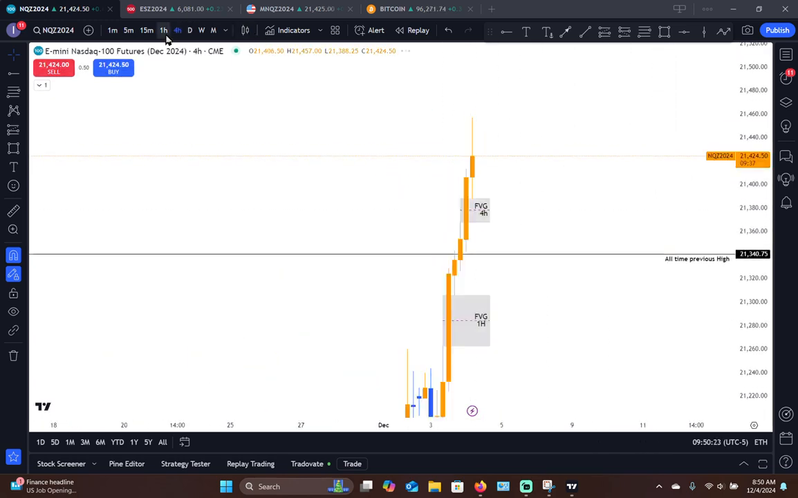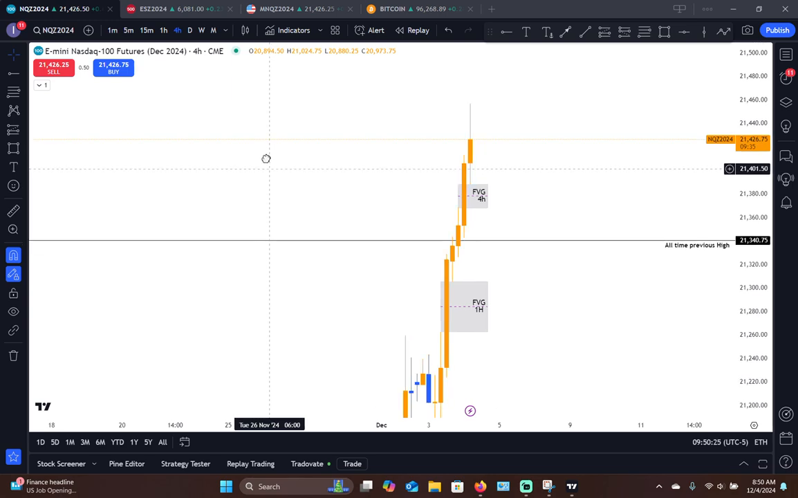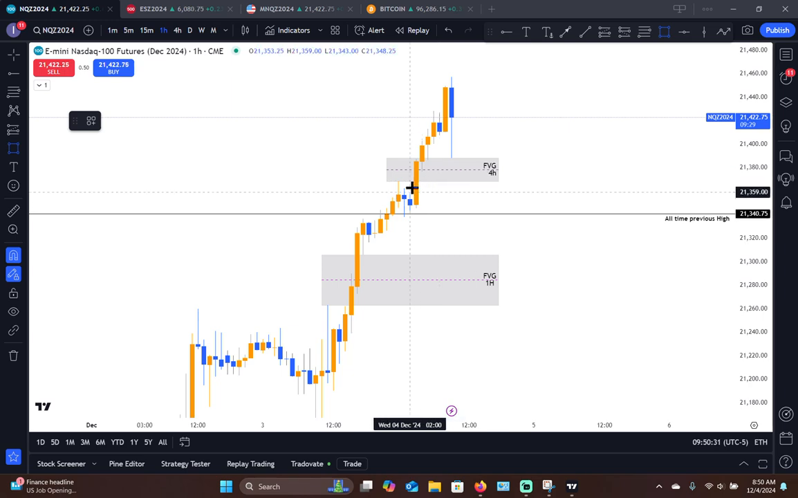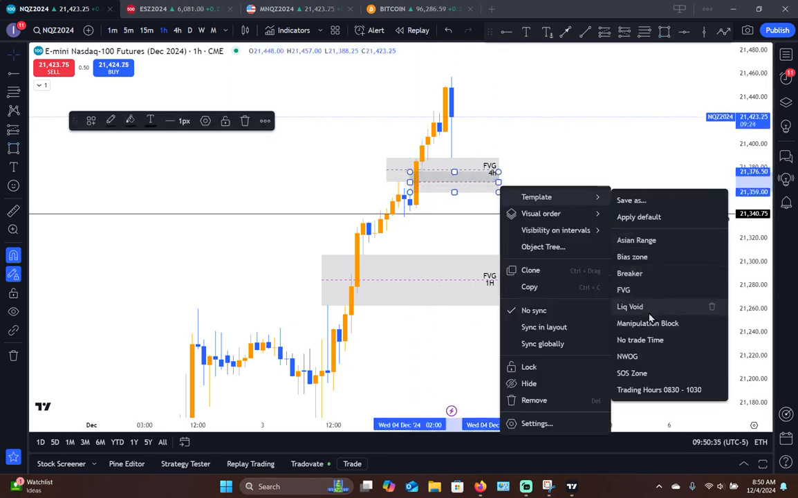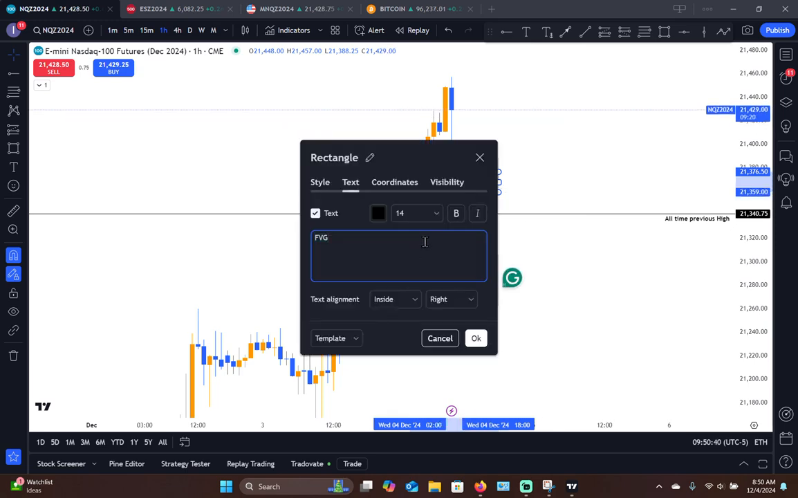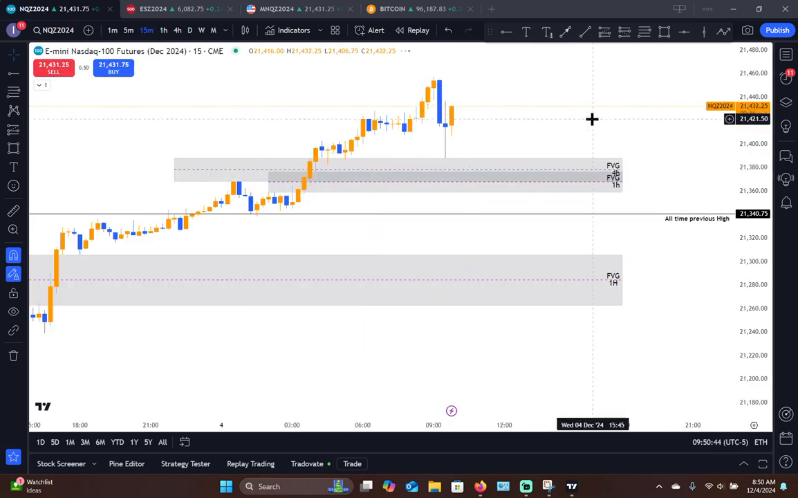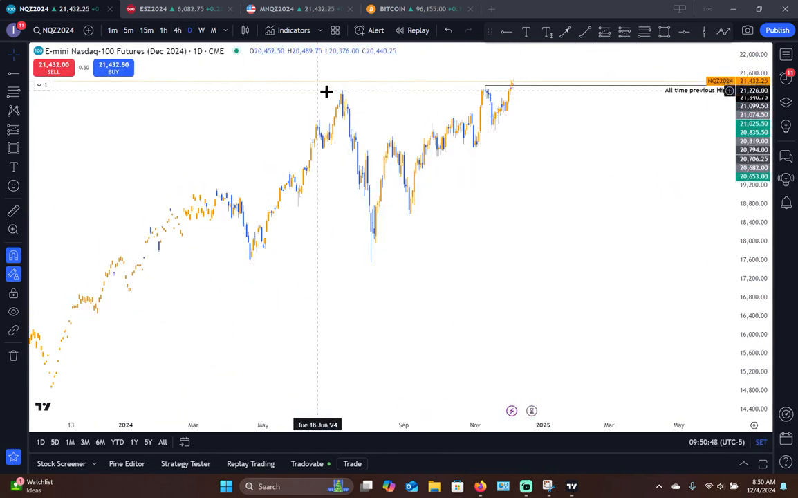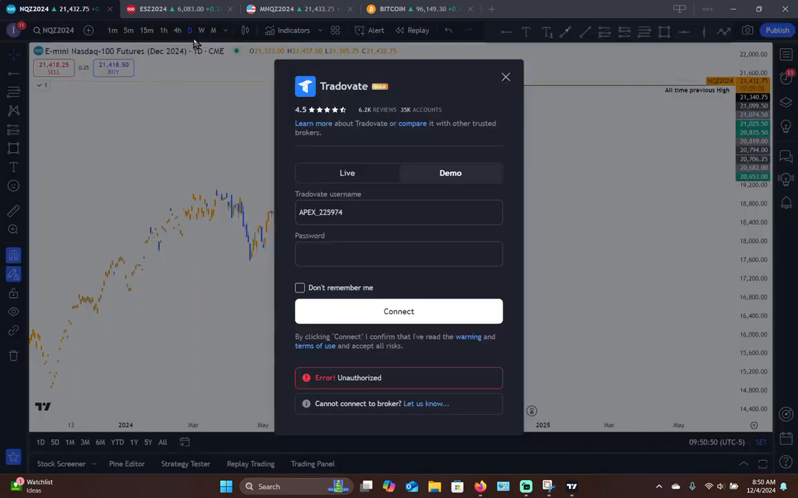Look at these key levels on the 4 hour. Got that fair value gap there. We got a fair value gap in here too. I'll overlap that so I can understand where I'm at. Fair value gap. Boom. 15-minute.